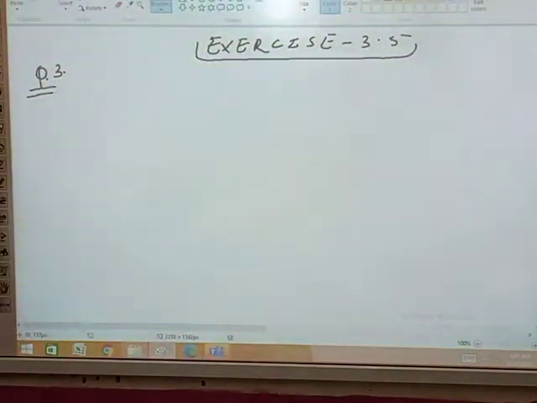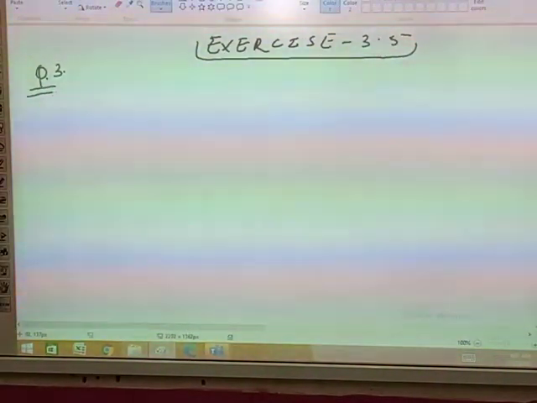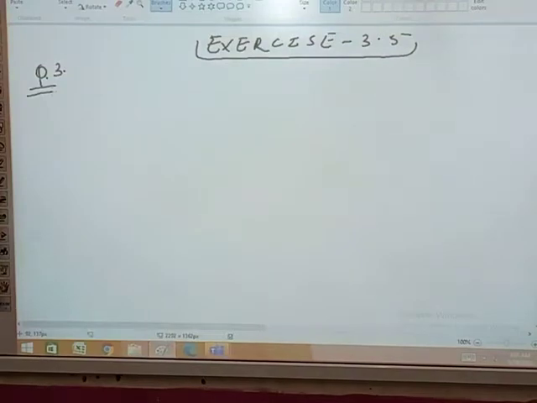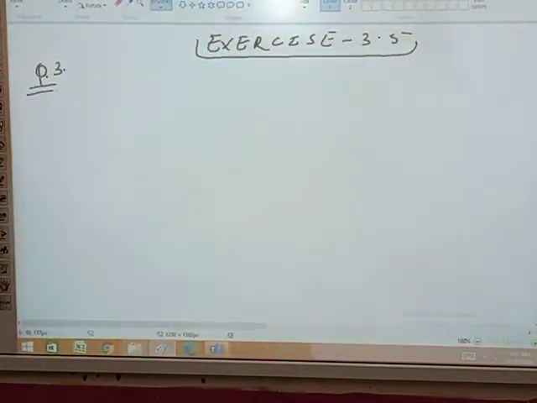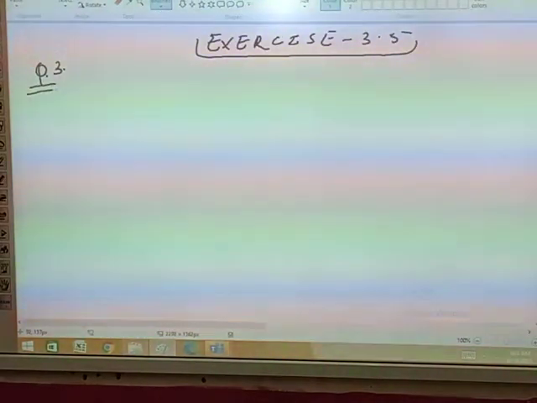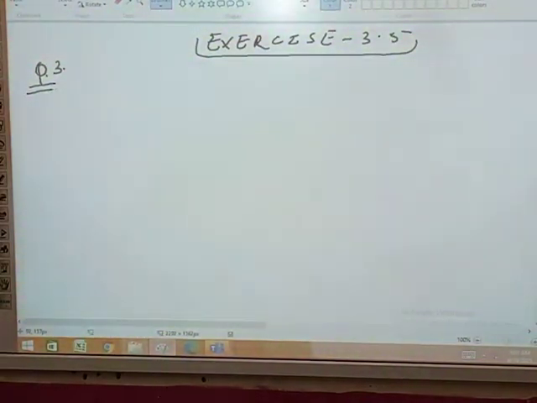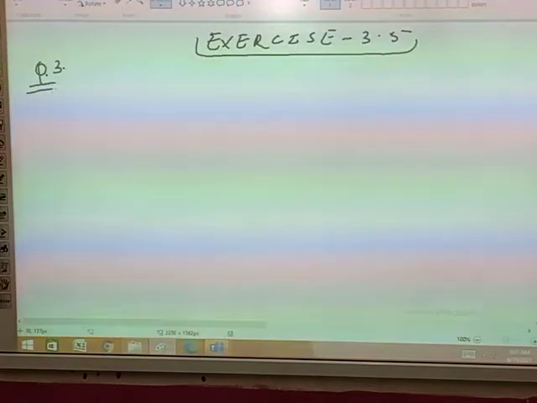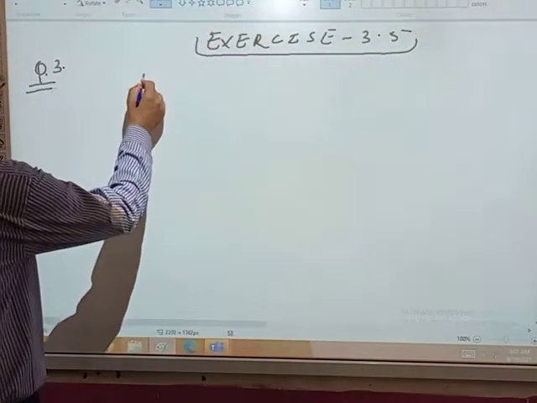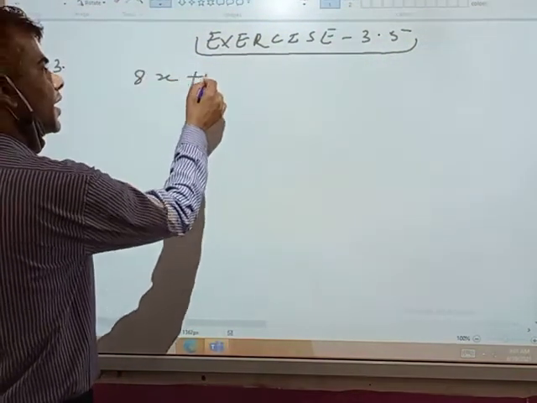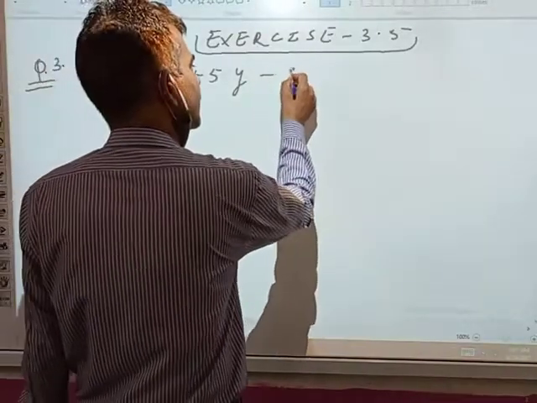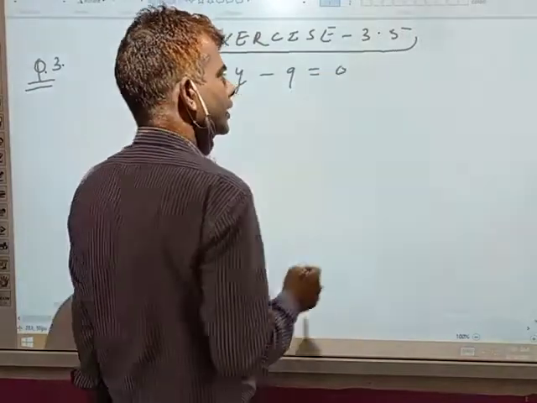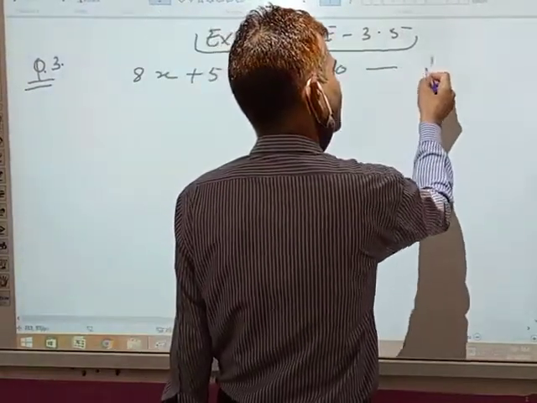Students, solve the following pair of linear equations by using the cross multiplication method. The pair of linear equations is 8x plus 5y minus 9 is equal to 0. It is your first linear equation.